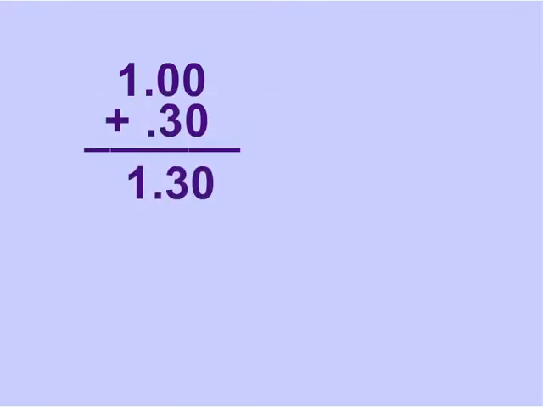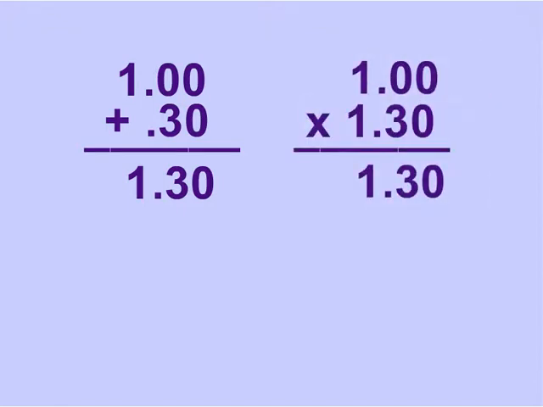Now we're going to increase the price 30%. So we want a 30% addition to that 1.00. So adding 0.3 to 1.00, we get 1.30, 130% of the price. Now if we multiply that by 100%, that's pretty easy multiplication. It gives us a new price of 1.30.